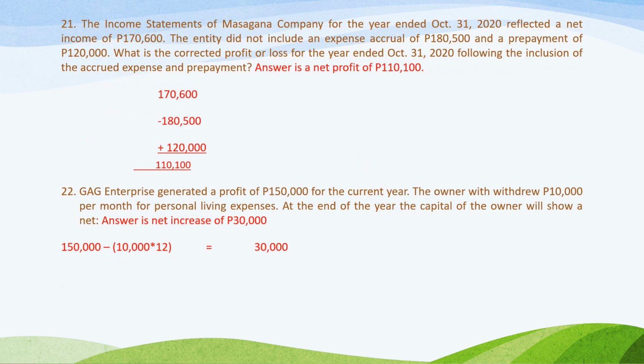21. The income statement of Masagana Company for the year ended October 31, 2020 reflected a net income of 170,600. The entity did not include an expense accrual of 180,500 and a prepayment of 120,000. What is the corrected profit or loss for the year ended October 31, 2020 following the inclusion of the accrued expense and the prepayment? So we have here the unadjusted net income of 170,600.